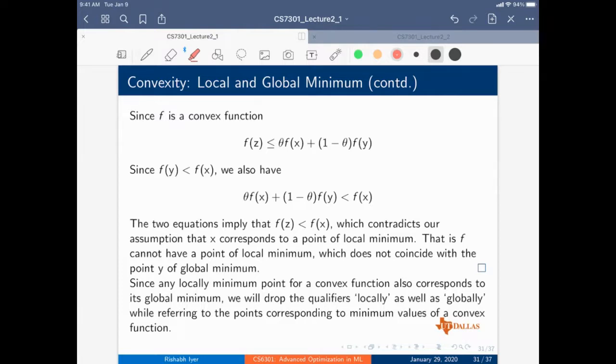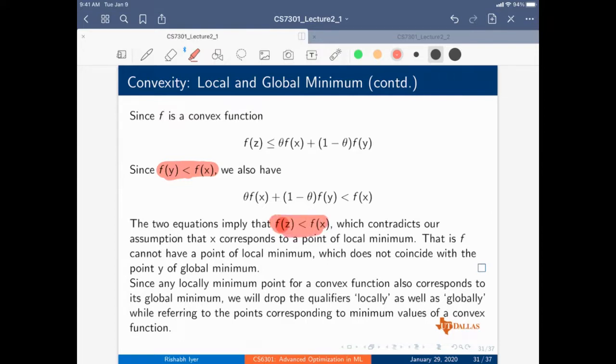And now, since you have that f of y is strictly less than f of x, again, recall that y was our global minima, right? And x is just a local minima. So because this is true, you have now theta times f of x plus 1 minus theta times f of y is strictly less than f of x. Okay. So essentially what this implies is that f of z is strictly less than f of x, right?